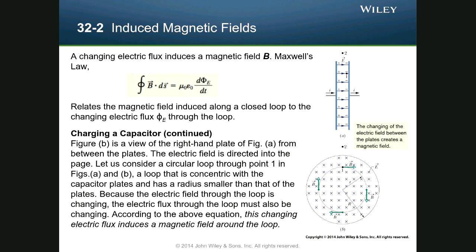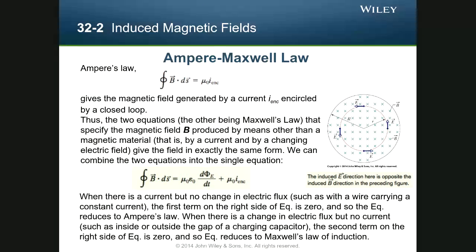So we already did that. But as I pointed out before, we already have Ampere's law. So in essence, when you combine Maxwell's term and Ampere's term, this is Maxwell's term.